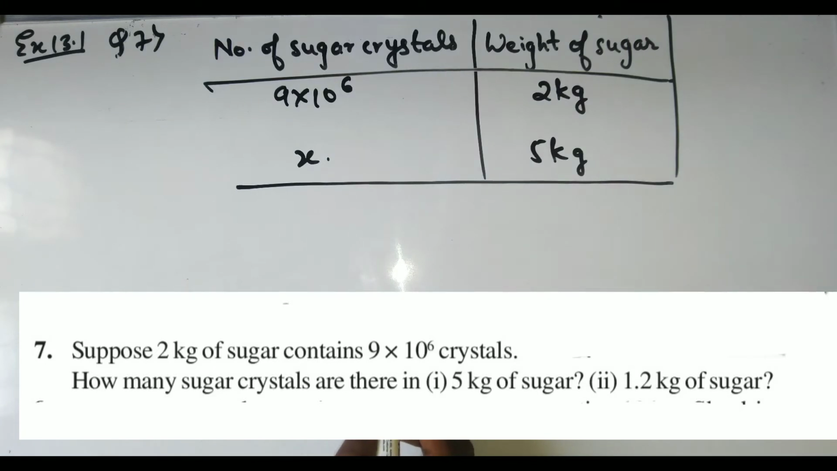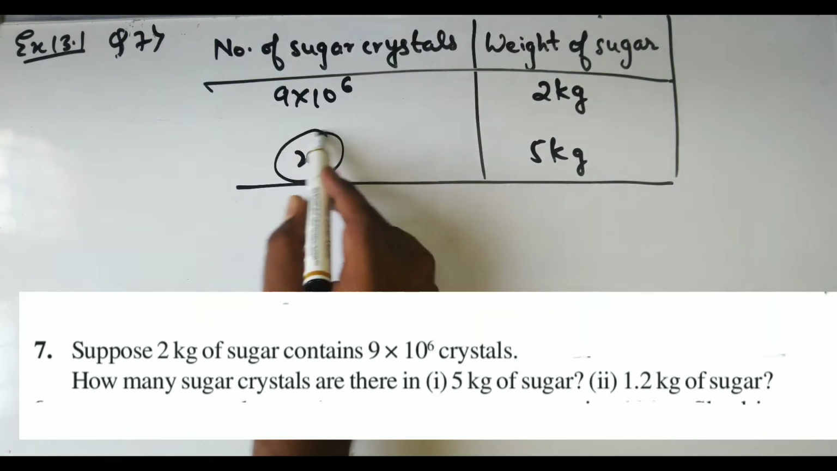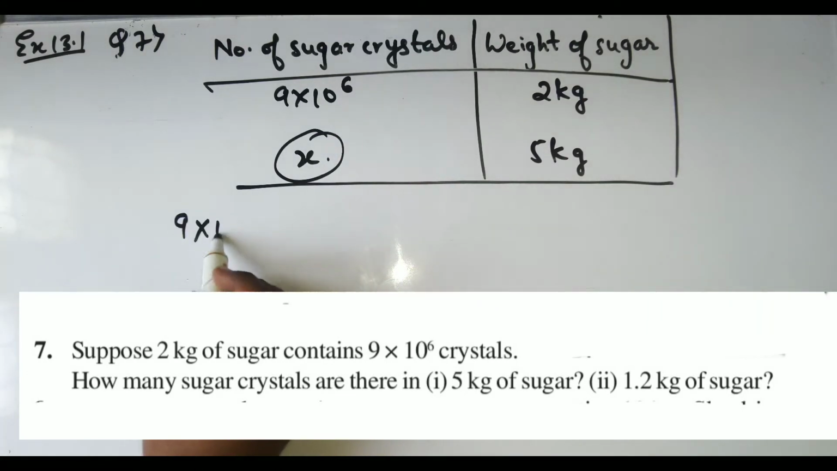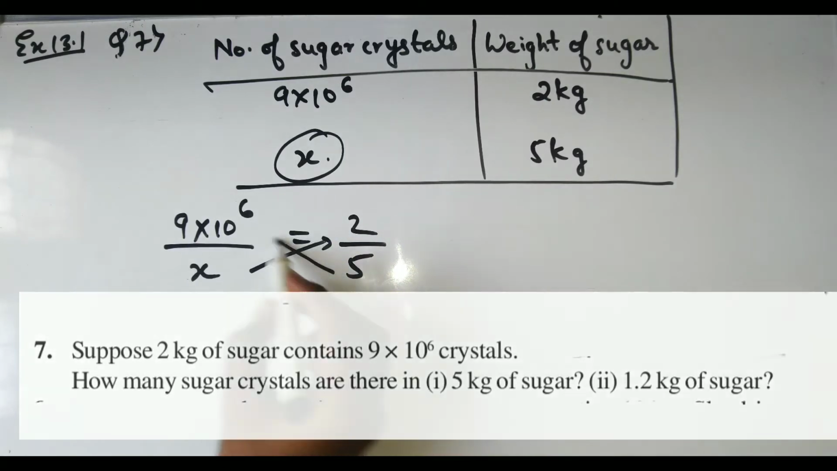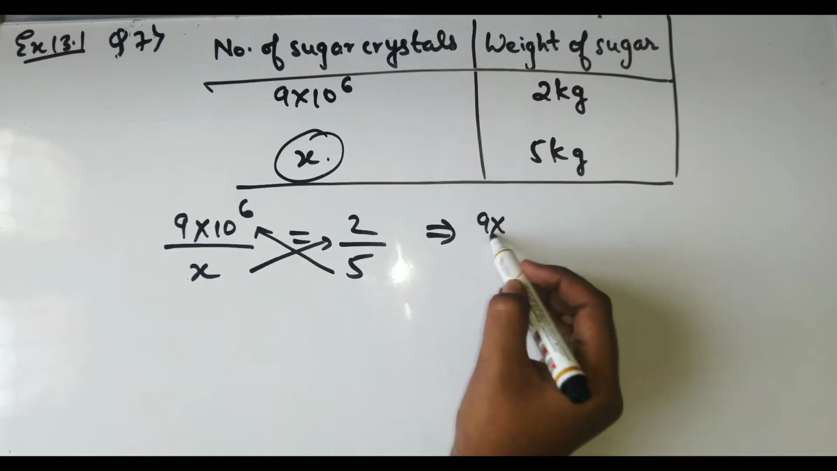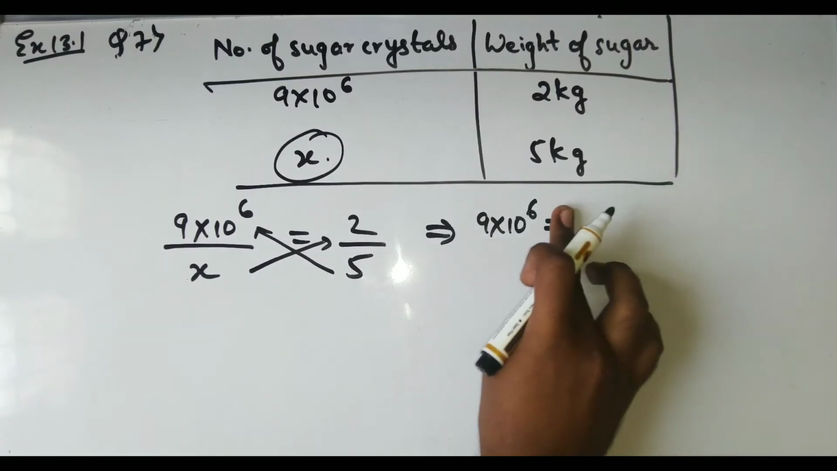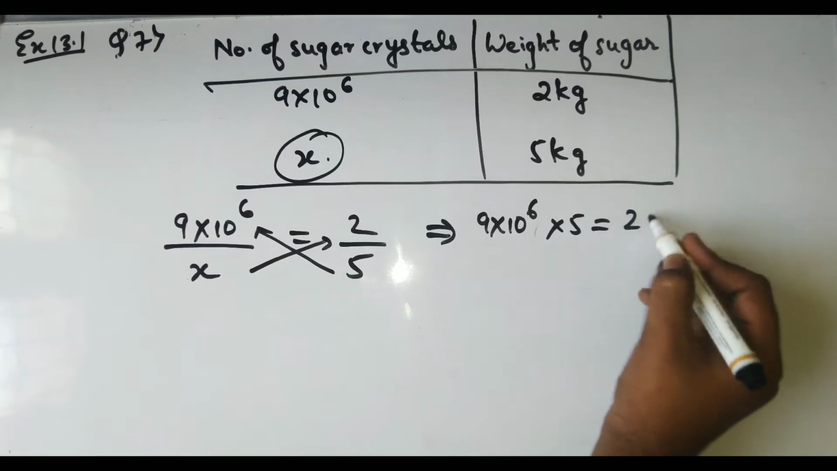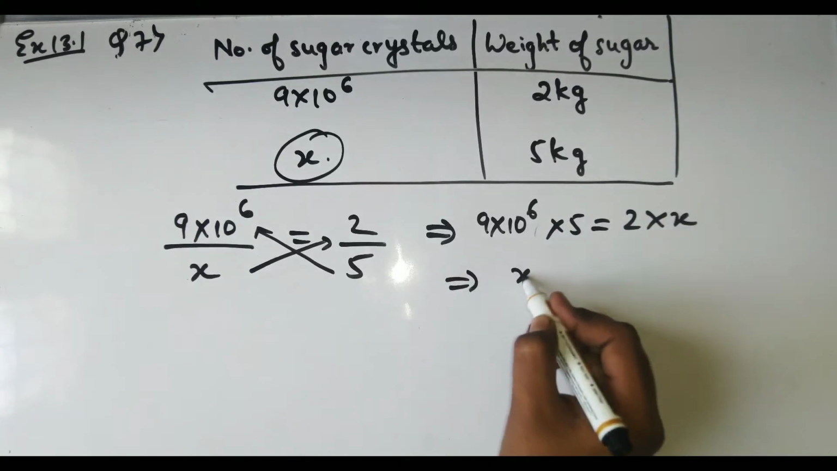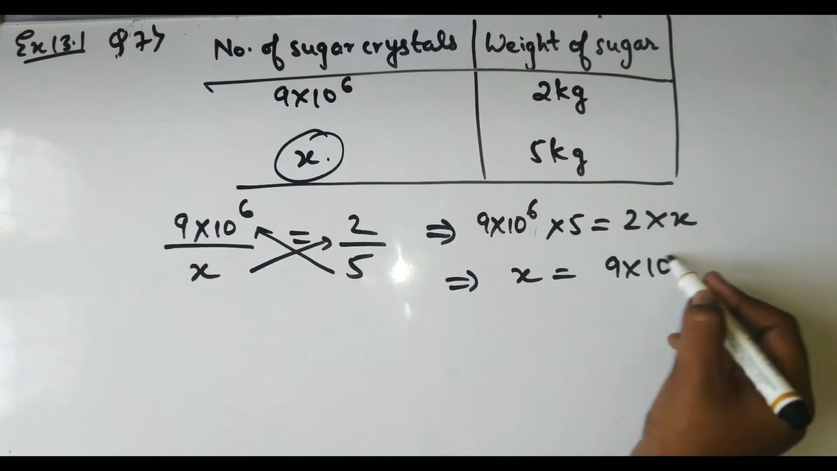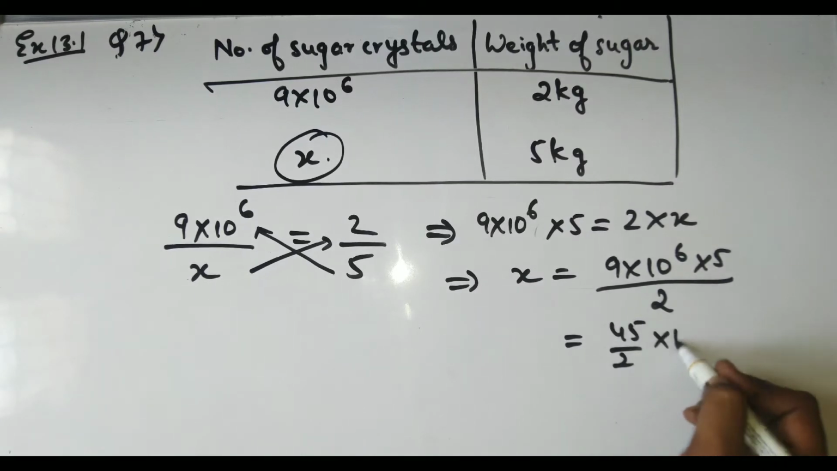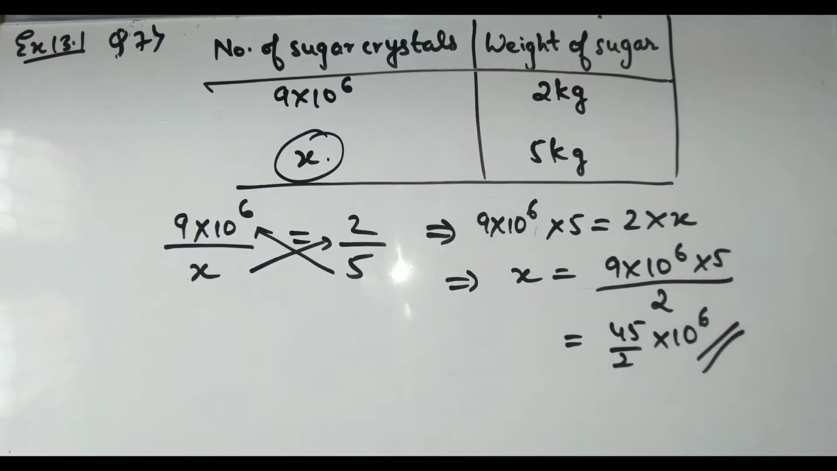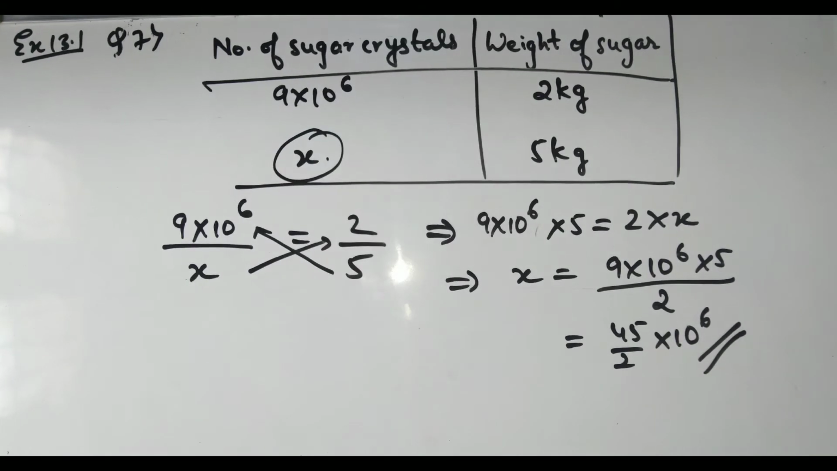So first part of the question is given as weight of the sugar is given. We need to find the number of crystals. So we can directly write 9 into 10 to the power 6 by x is equal to 2 by 5. Cross multiply, you will get 9 into 10 power 6 into 5 is equal to 2 into x. From this I can get x value, which is equal to 9 into 10 power 6 into 5 divided by 2. So from this I'll get the value of 45 by 2 into 10 power 6. This will be my answer. Further you can divide and reduce it into simplest form.